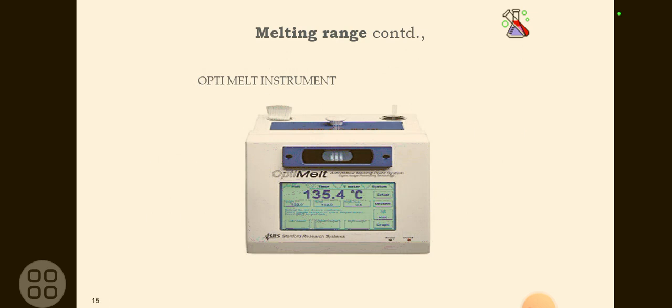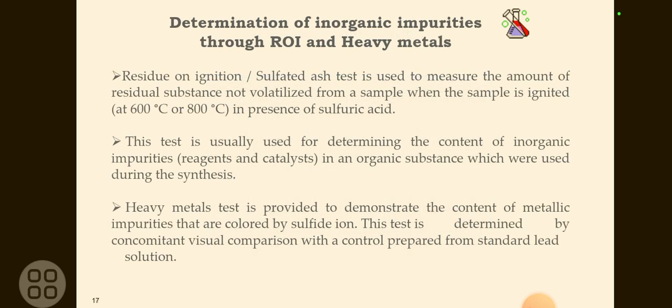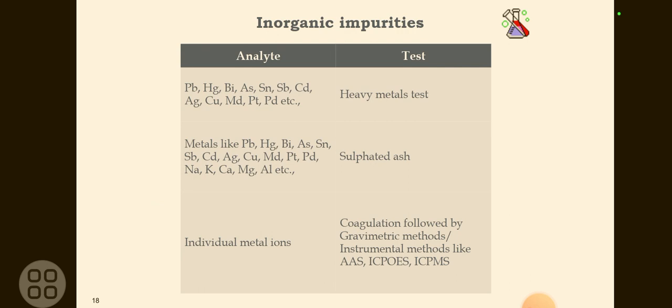If you see the next slide, it is the picture of the Optimelt instrument, where we have a digital display to identify the temperature. In the next figure, you can see three capillaries, so at the same time we can monitor the melting points of three compounds. Okay, so I think we have reached the final two slides.